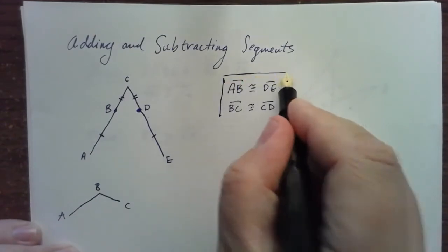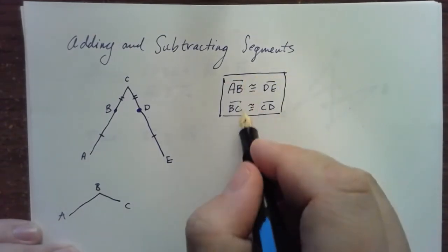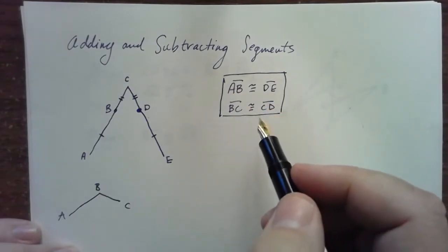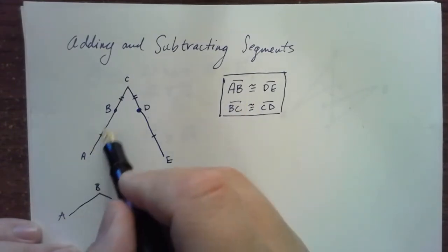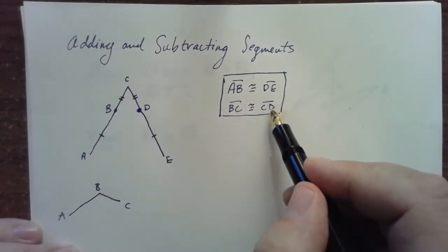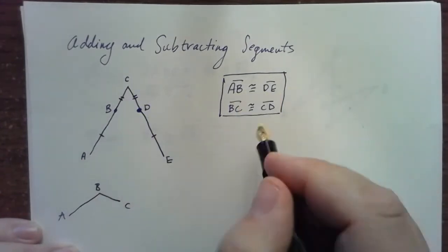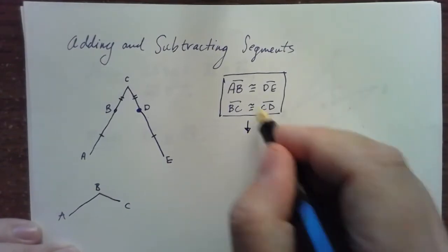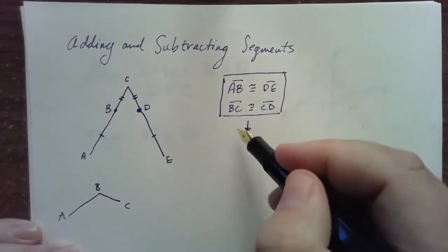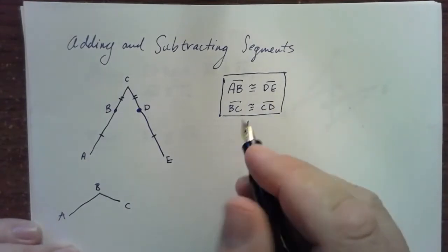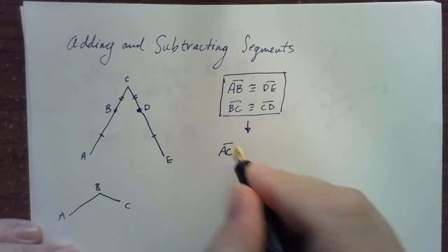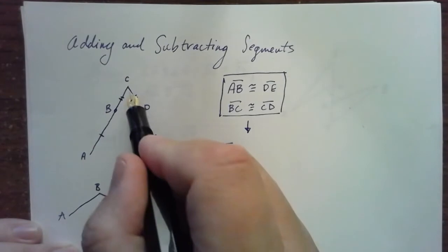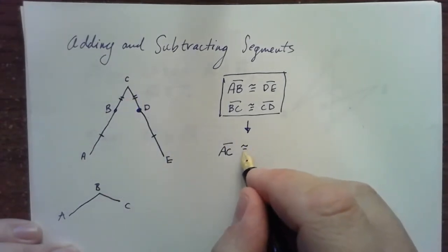Here's how we'll write this in our flowcharts. We'll take the two facts that we're going to add or subtract, put them together, and line them up as if we were going to add equations like in Algebra 1 or Algebra 2. Notice I'm going to have AB and BC. These two here are the left pair. Then I have DE and CD. These two here are the right pair. And then I'm going to add them. Because I know this and because I know this, I can add these two congruences and get a new congruence. AB plus BC is the longer segment AC, and DE plus CD is the longer segment CE.